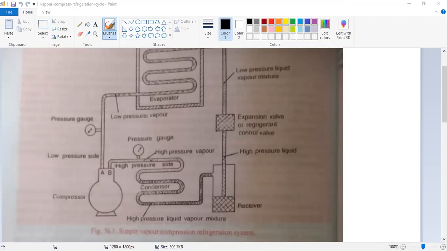Most of the time they ask problems, but sometimes if they ask for theory, you have to write like this. So that is all about the vapor compression refrigeration cycle.